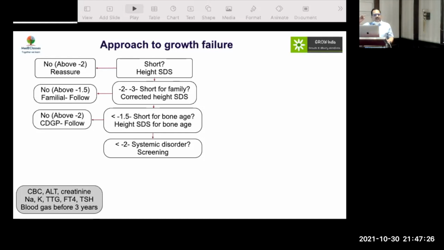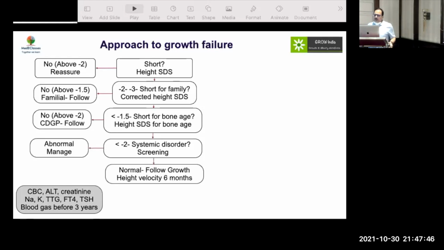Now, we say TTG in everybody. We do not say that if you have normal weight, don't do TTG, because we have seen patients who have normal weight and still they can have celiac. Blood gas below 3 years. Don't do blood gas in everybody. So if your age is less than 3 years, then only RTA should be considered. Thyroid is important. If this is abnormal, you get the cause, and otherwise you follow for 6 months.